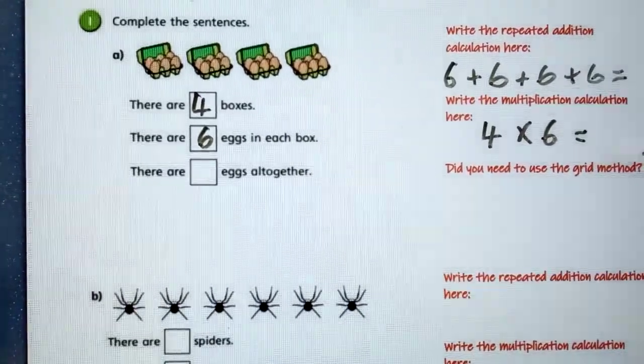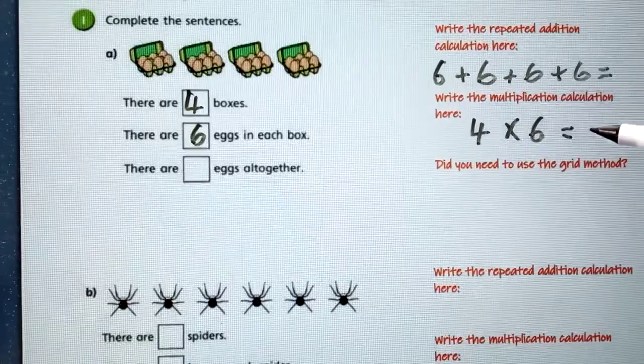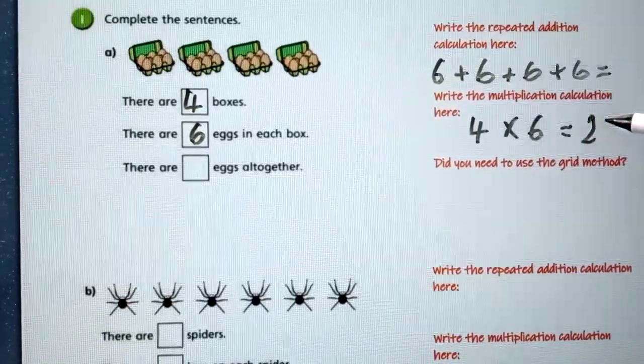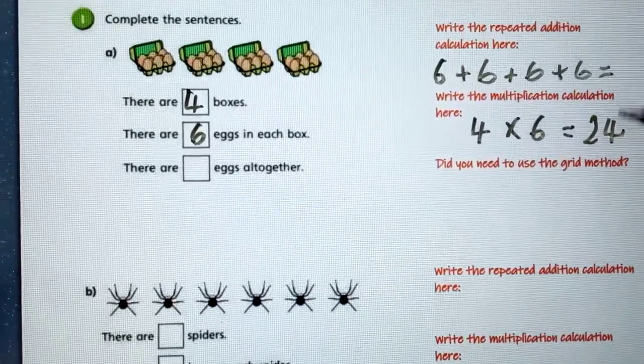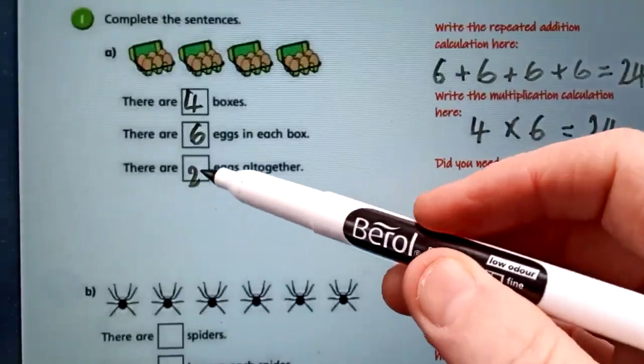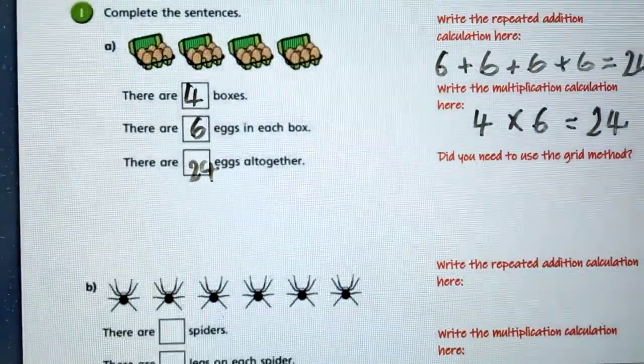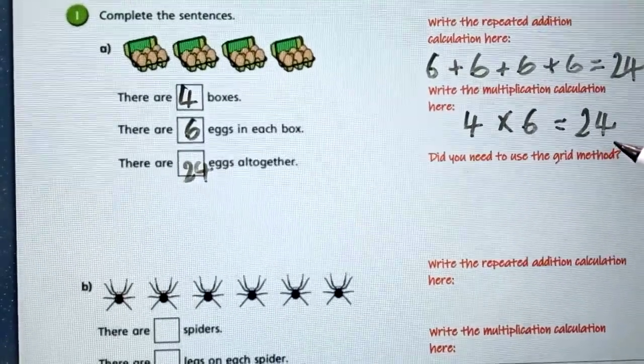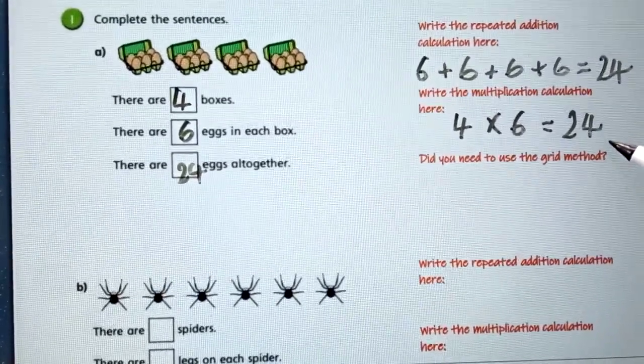Now, I know what 4 times 6 is. 4 times 6 is 24. So I know I've got 24 there, and I've got 24 there. Did I need to use the grid method? Well, I think I could do that in my head because it's one of the things that we're learning.